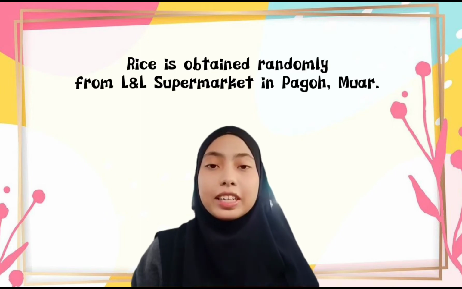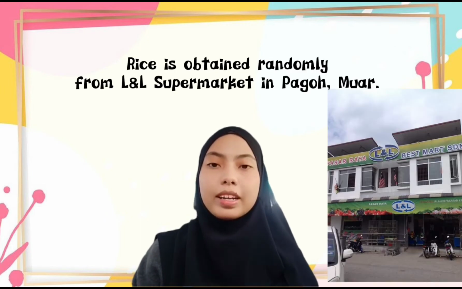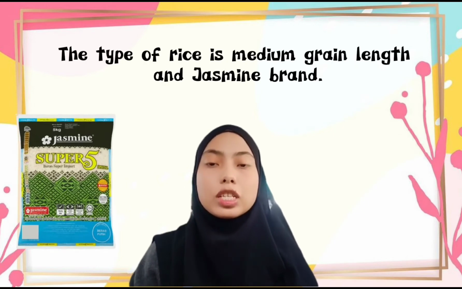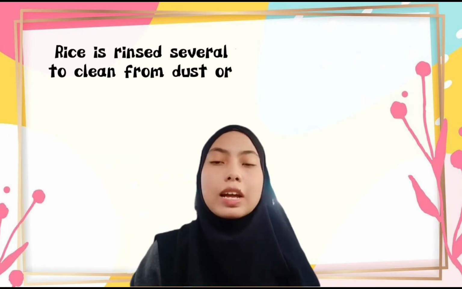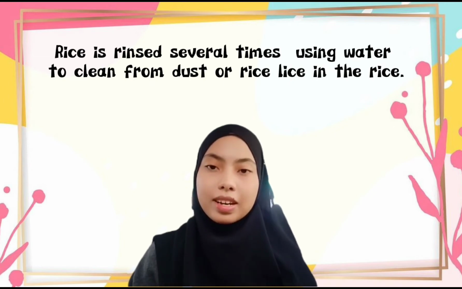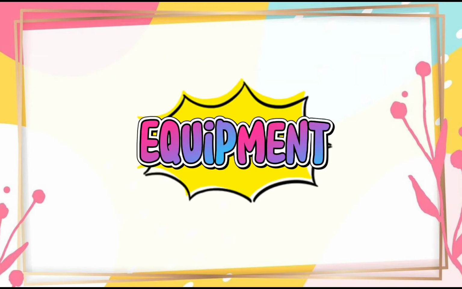Rice is obtained randomly from L&L supermarket in Pagoh, Johor. The type of rice is medium grain length and jasmine brand. Rice is rinsed several times using water to clean it from dust or rice lice in the rice.